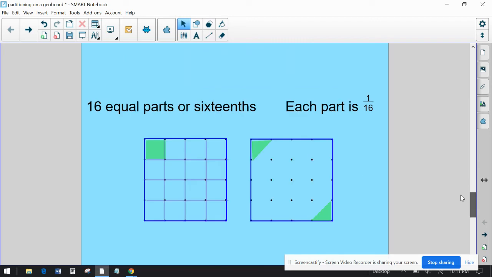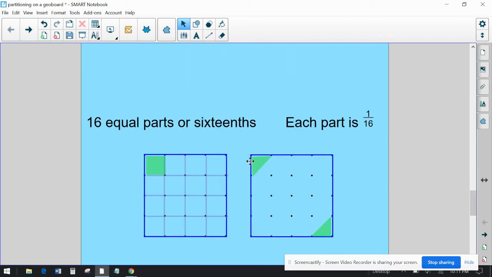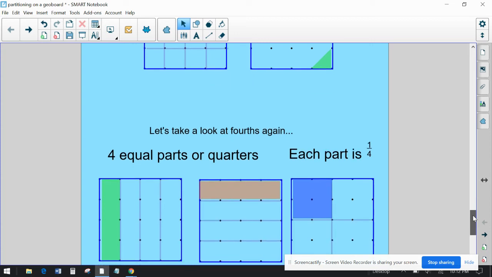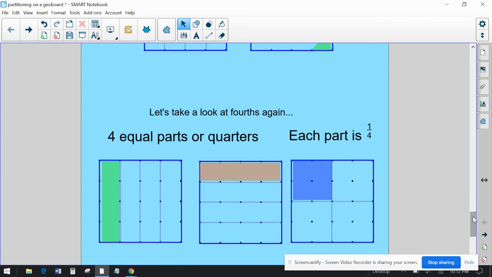But we're going to go back to the 4, or oh, sorry, I jumped ahead. Then there's also the 16th. So we have 1 out of the 16 shaded. And here's another creative way, 1/2 and 1/2 there. That's still 1/16 shaded. So now we're going to go back to the fourths. We'll take a look at the fourths again.